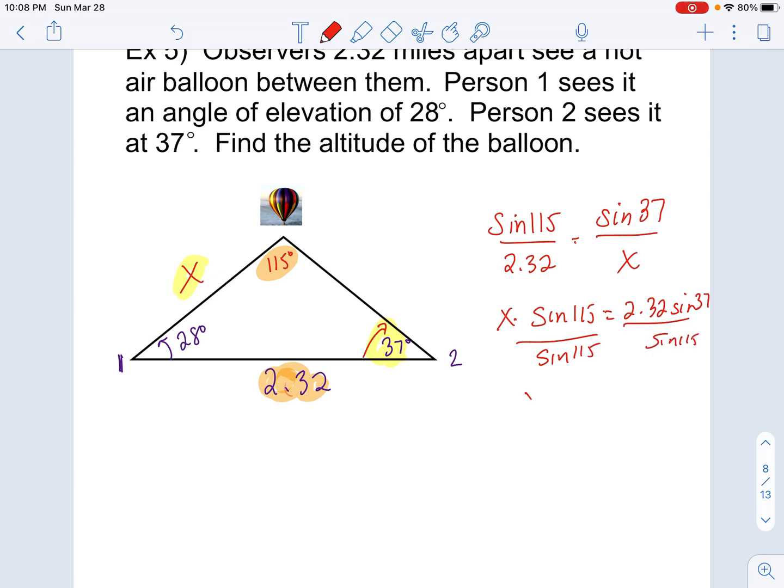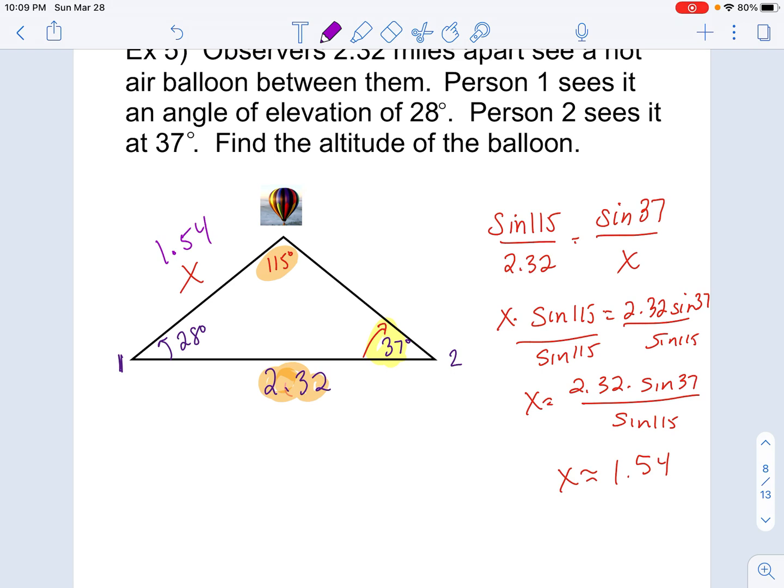If I go to my calculator, I need to type in 2.32 times sine of 37 divided by sine of 115. And again, be careful with those parentheses. So 2.32 times sine of 37, close your parentheses or hit enter, and then divide by sine of 115. That gives me approximately a value of 1.54. I'm just going to round to the nearest hundredth. So that means this piece right here, which we called X, is 1.54.